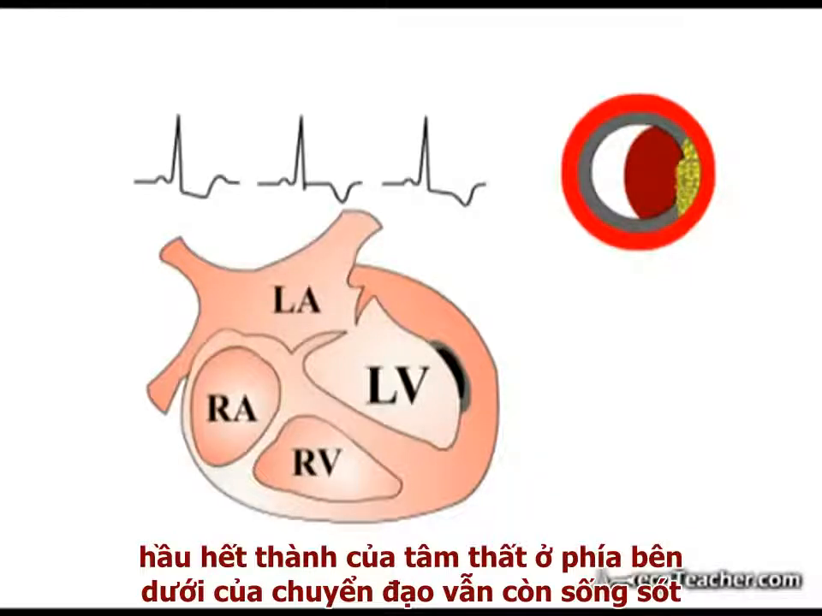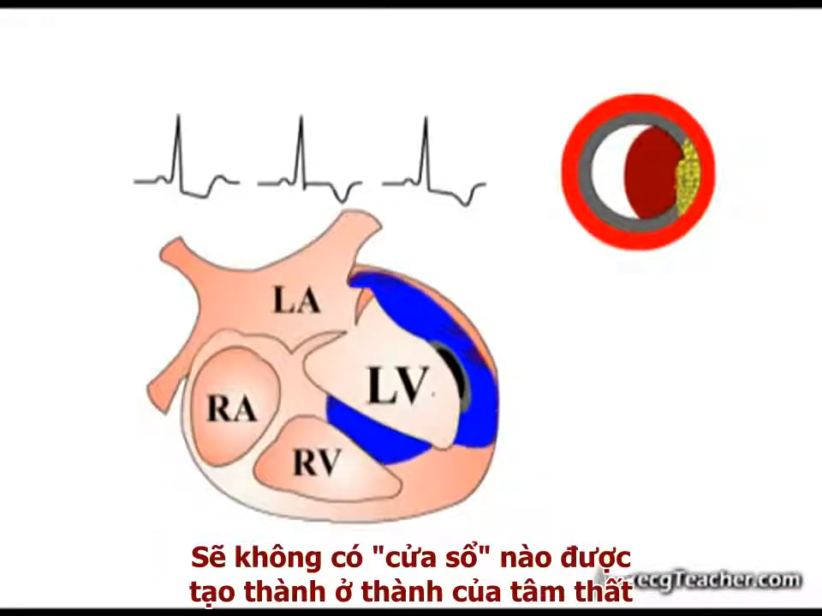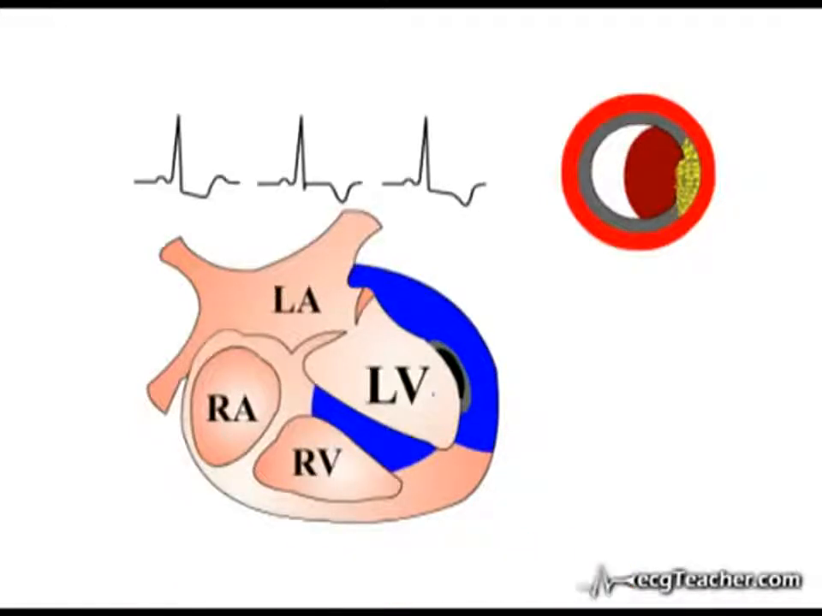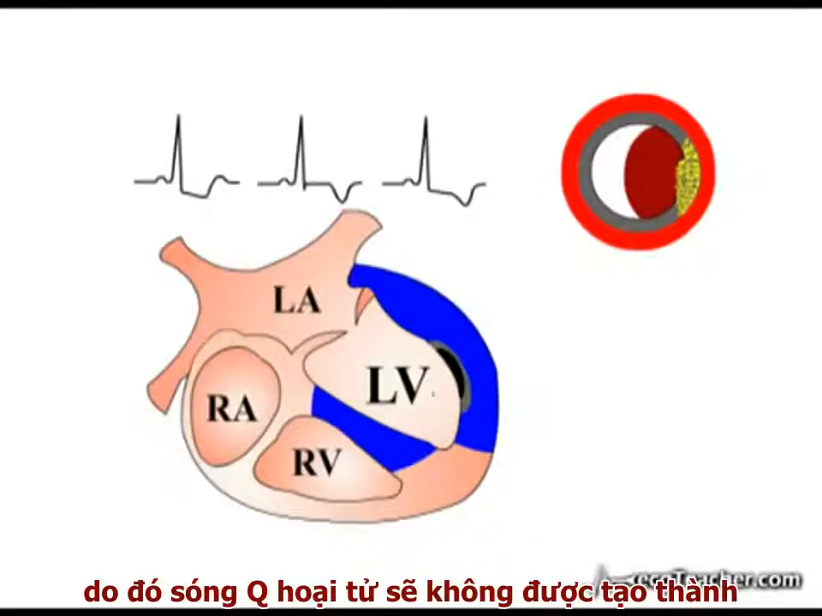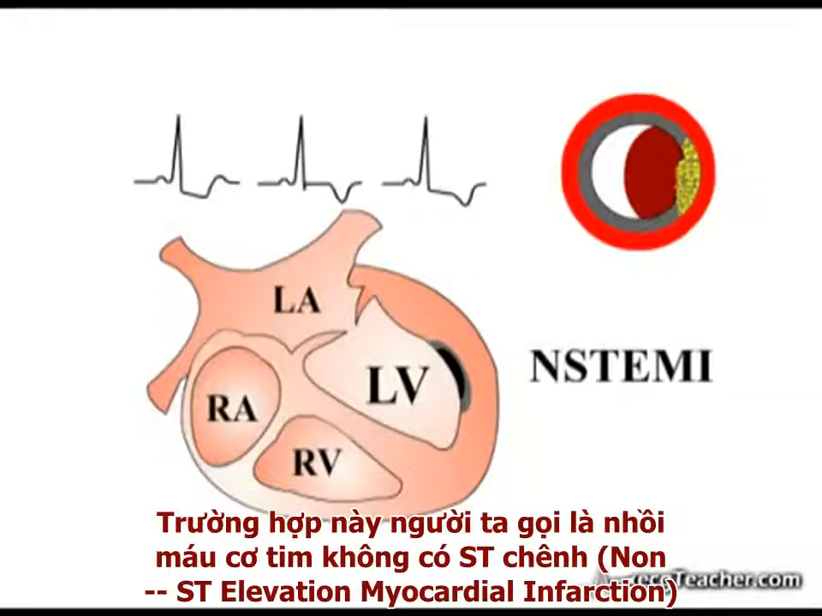Also, as much of the myocardial wall under the lead remains viable and actively depolarizing, no window is created into the left ventricular cavity, so pathological Q waves do not develop. This is a non-ST elevation MI.